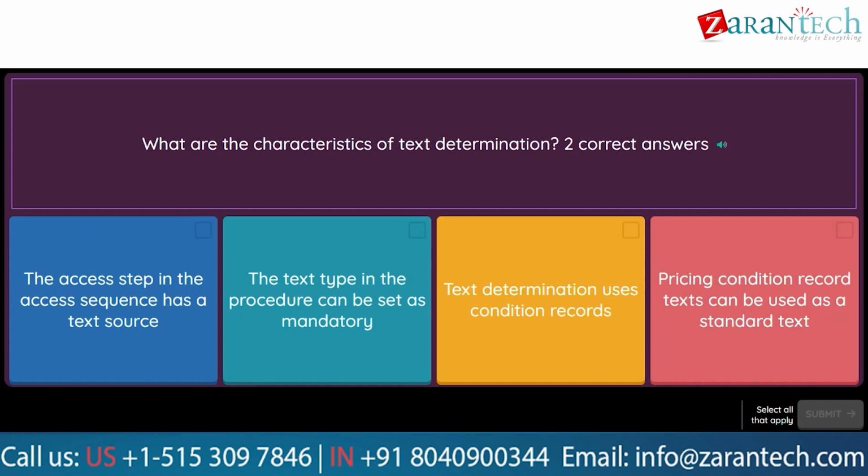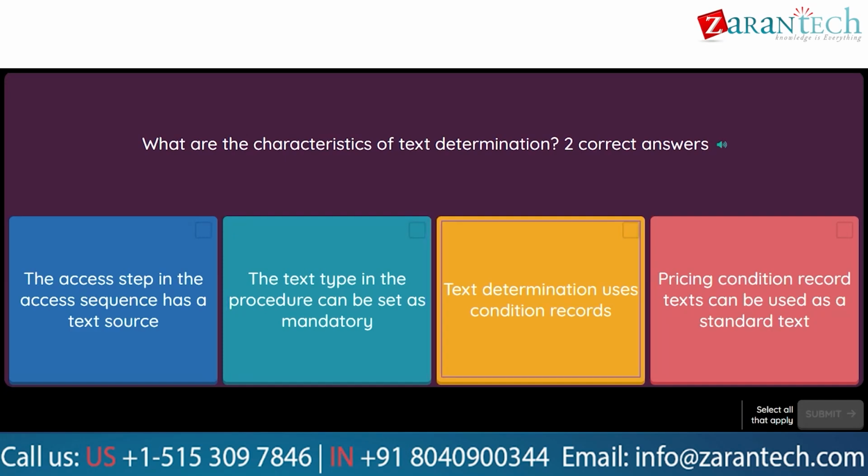Question: what are the characteristics of text determination? 2 correct answers. Option 1 The access step in the access sequence has a text source. Option 2 The text type in the procedure can be set as mandatory. Option 3 Text determination uses condition records. Option 4 Pricing condition record texts can be used as a standard text.